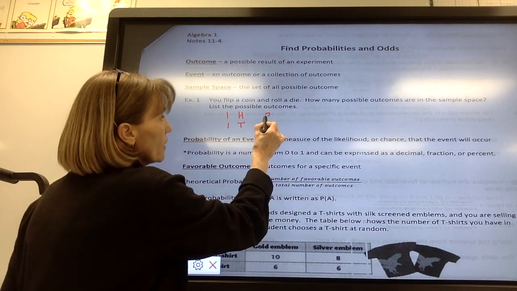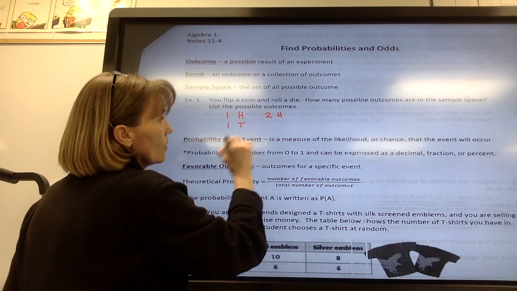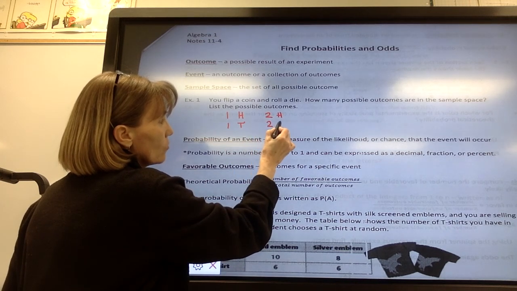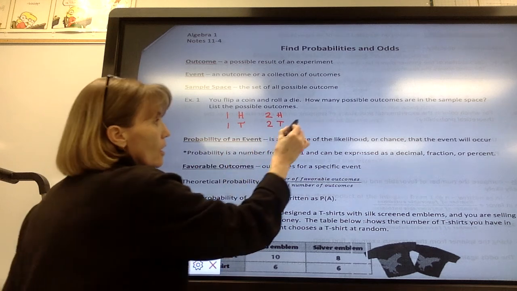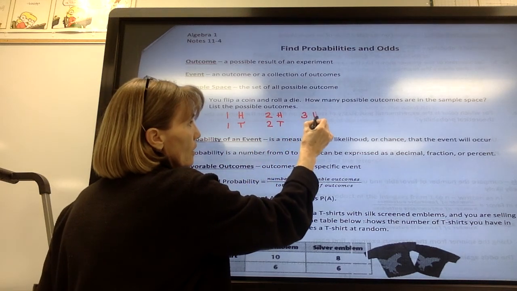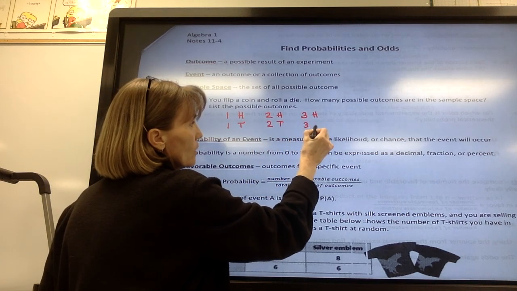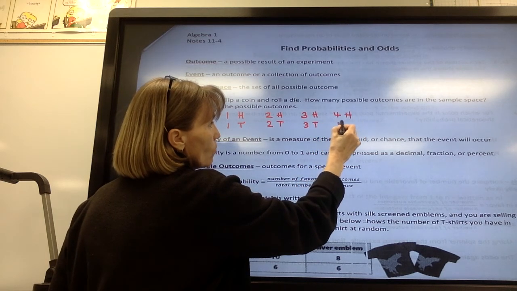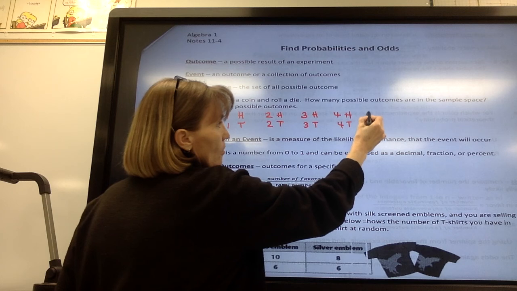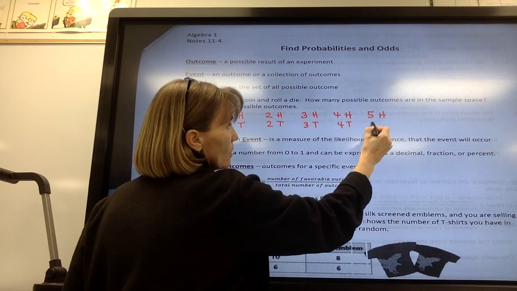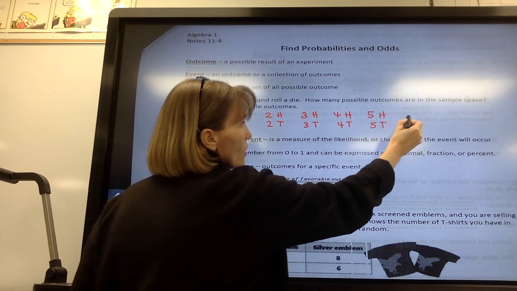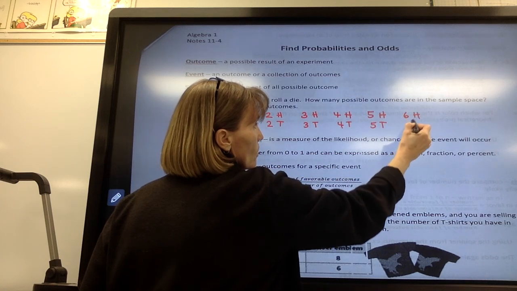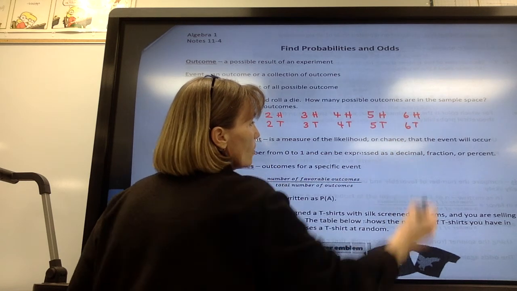I could roll the die and get a 2 and then get a heads. I could roll a 2 and get a tails. I could roll a 3 and get heads, or I could roll a 3 and get tails. I could roll a 4 and get heads, or a 4 and get tails. I could roll a 5 and get heads. I could roll a 5 and get tails. I could roll a 6 and get heads. I could roll a 6 and get tails.